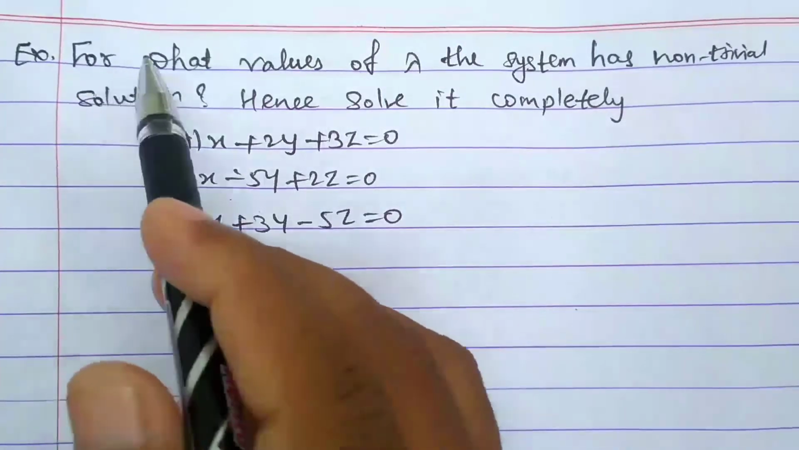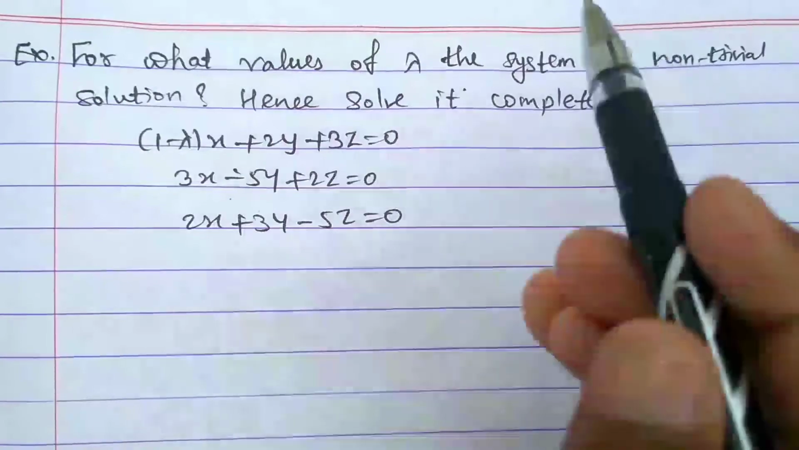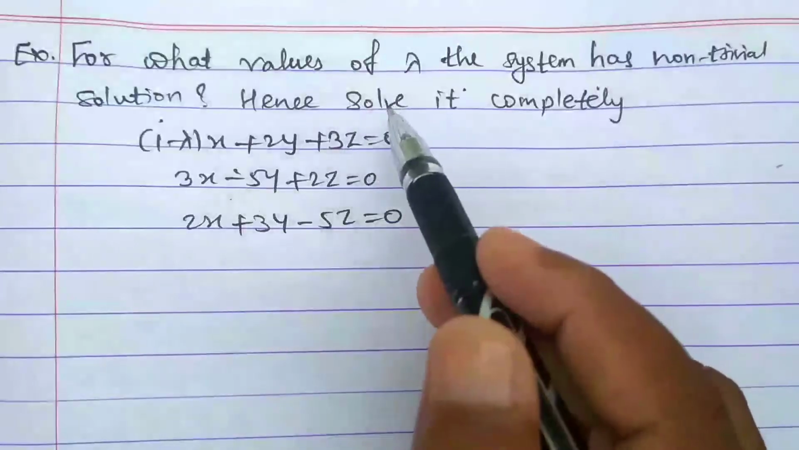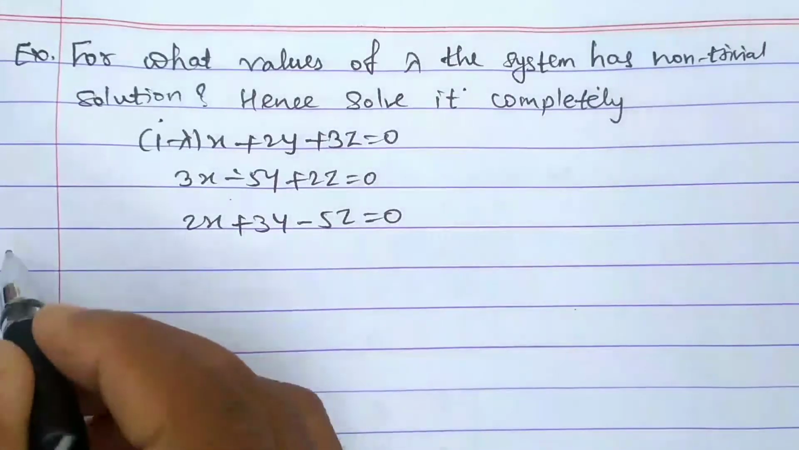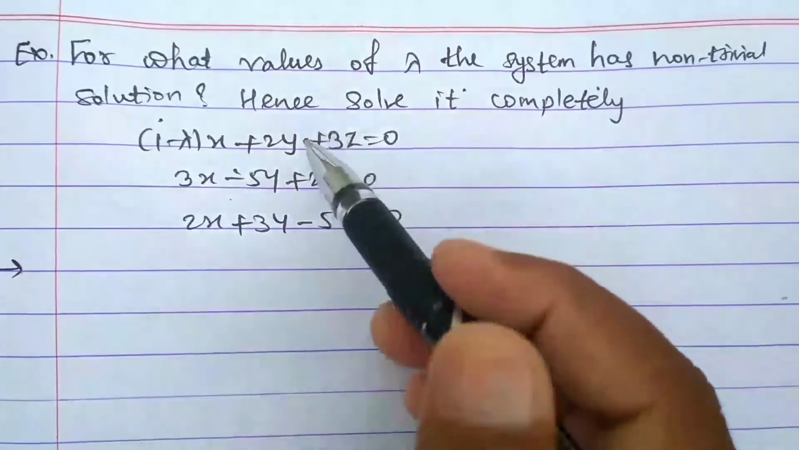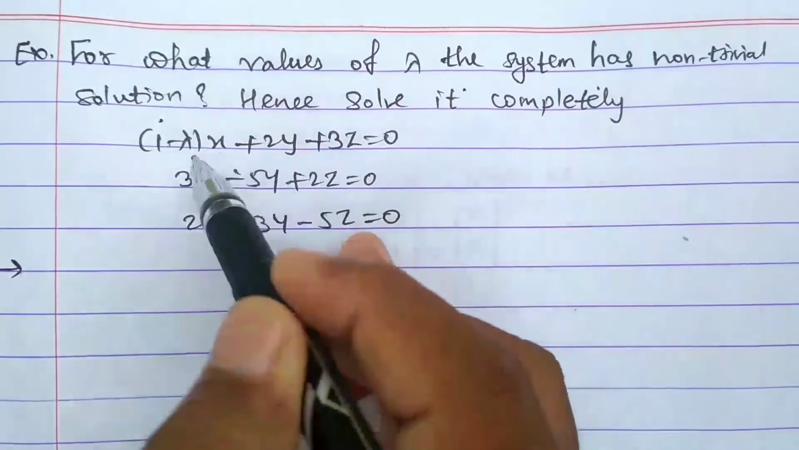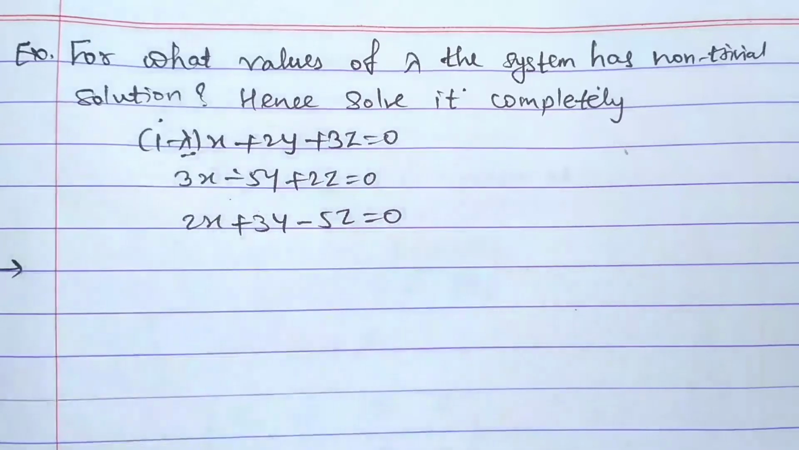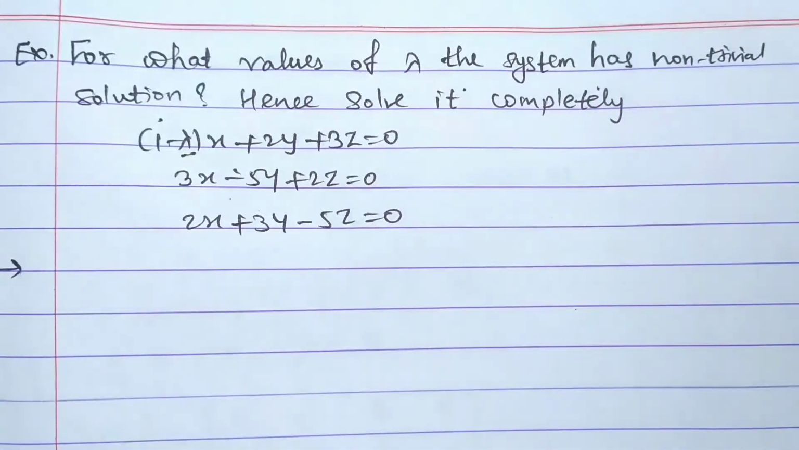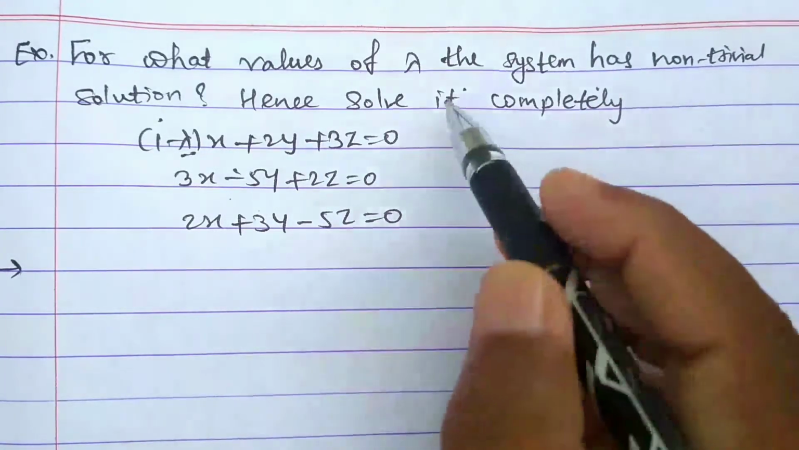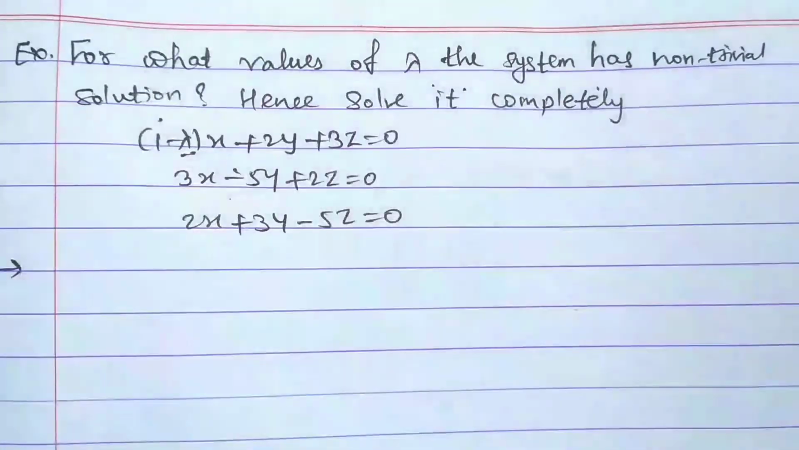The question is, for what values of lambda does the system have a non-trivial solution? Hence solve this system completely. So we have been given a homogeneous system. In that system one term consists of lambda. The question is to find the value of lambda for which the system has a non-trivial solution.